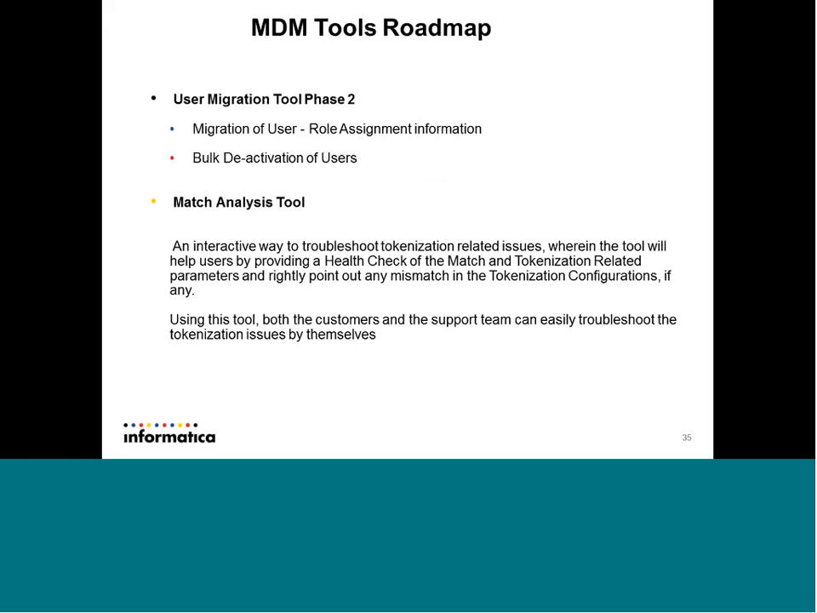So basically, there are a couple of tools that we are going to introduce in the near future. One is the User Migration Tool Phase 2, which is extending the current UMT tool to migrate the user role assignment information as well. Currently we are just migrating the users, but we do not migrate the assignment or the user role relationship from environment A to environment B. That facility will be provided by phase 2 of this user migration tool.